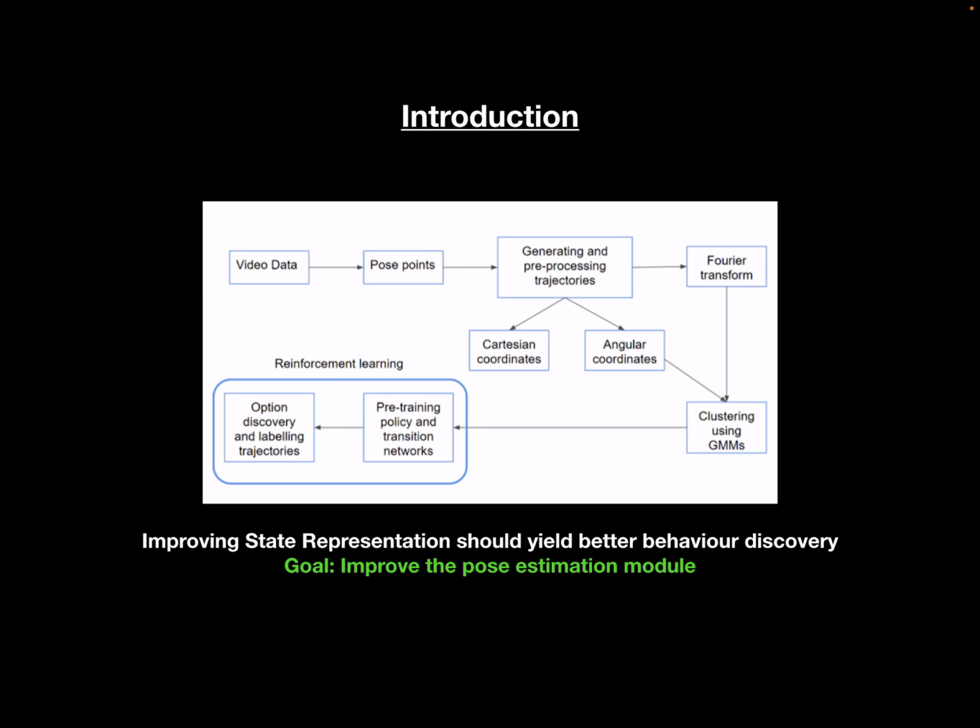With this already existing, our goal for this term was to improve the state representation, because we felt that right now the project uses 2D key points for state representation, and improving the state representation should yield better discovery. And so the ultimate goal for this term was to improve the pose estimation model.